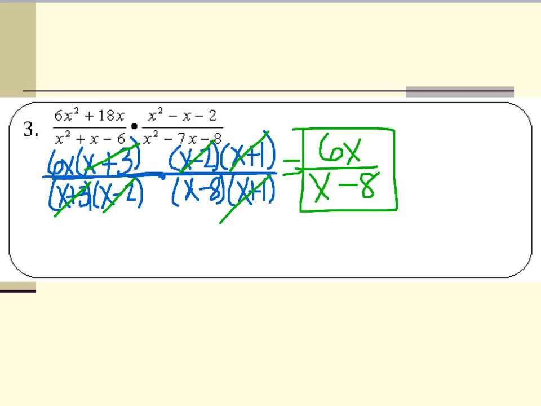So those were some problems using multiplication. Now we're going to do a couple problems using division.